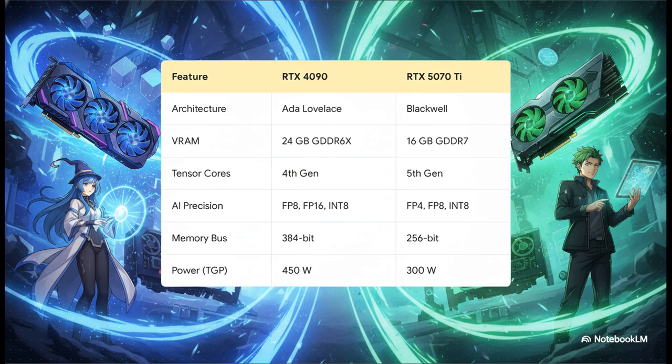Okay, so here's the tale of the tape, a quick side-by-side of all the key specs. You can really see the story here. The 4090 has that clear lead in VRAM and memory bandwidth, but the 5070 Ti punches back with its next-gen tech, that new FP4 precision, and that much lower power draw. It's the classic matchup: raw power versus modern efficiency.